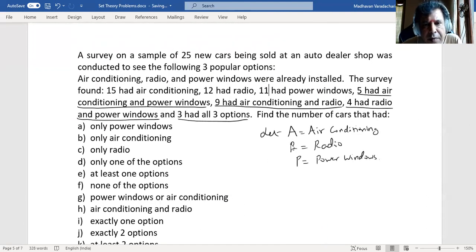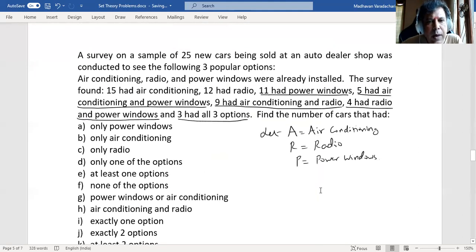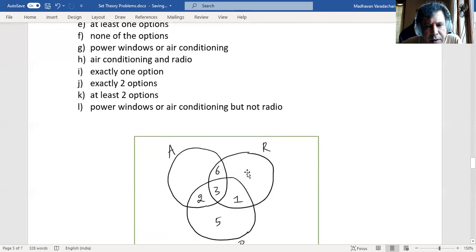11 had power windows. This circle should have 11. Already 2 plus 3, 5, 5 plus 1, 6 is there. 11 minus 6 becomes 5 here. Then 12 had radio, means this circle is 12. Already 6 plus 3, 9, 9 plus 1, 10 is there. 12 is the total. That means this has to be 2.